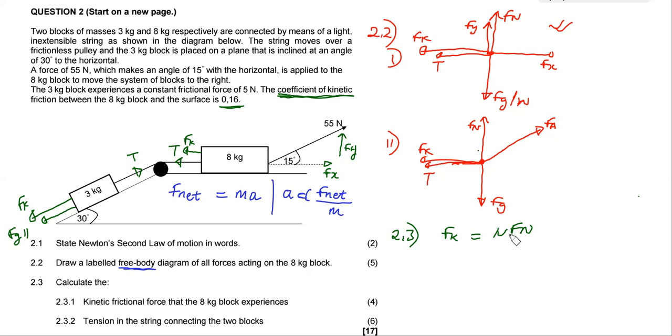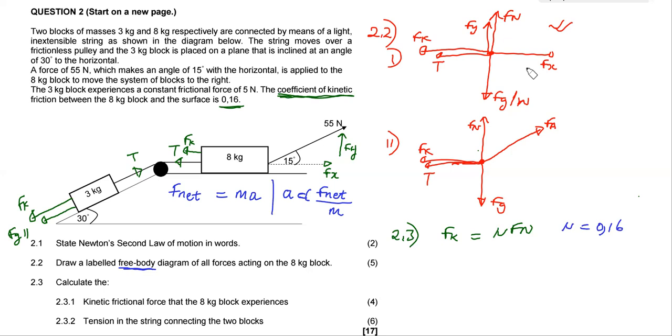But now, do we have Fn? We need to resolve Fn and see what our Fn is there, because we are looking for the kinetic frictional force, but we are given mu, which is the coefficient of friction. The coefficient of friction is given there, 0.16. But what is not given here is our Fn.